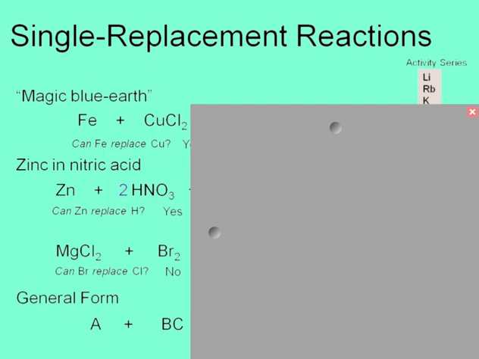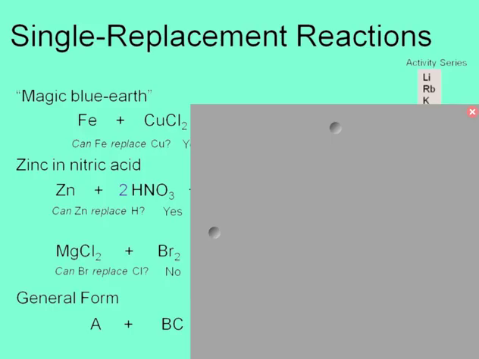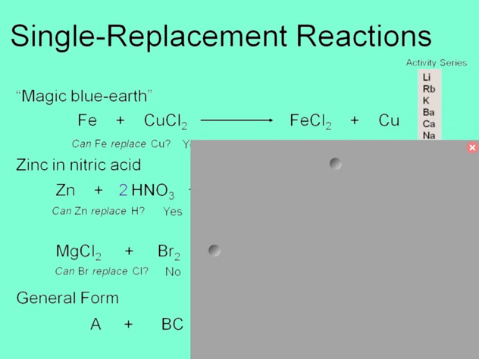We've got iron trying to replace copper 2 chloride. I'm going to go back a page and see. So iron is here and copper is down here. So can iron replace copper? Yes, it can. And we would get the following reaction: iron 2 chloride and copper.